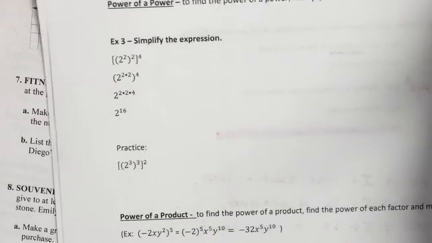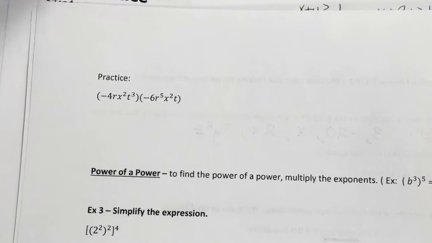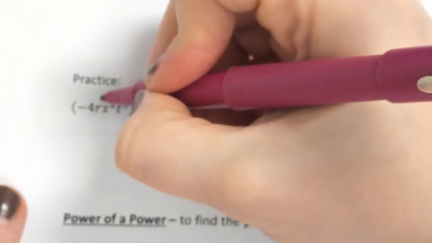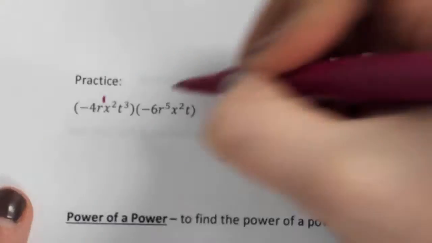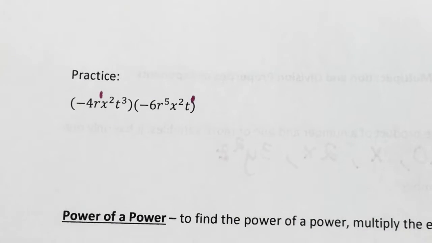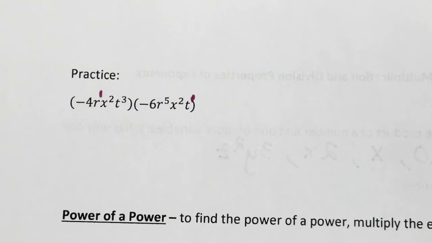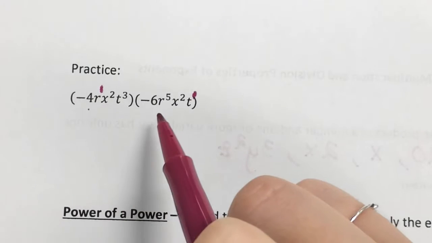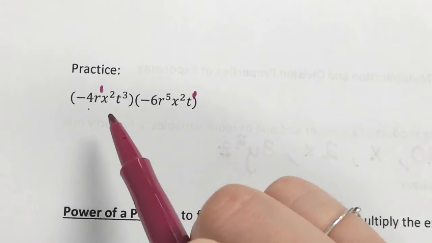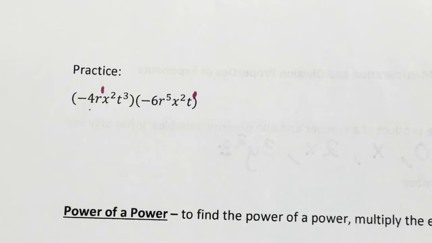Okay, so the next one, here's one that you can practice. Just before you do this, remember that if you do not see an exponent, there's a 1 right there. So this is r to the first and t to the first. And then also remember, we can only add the exponents if they have the same base. So like you add the r's together, you add the x's together, and then you add the t's together. And then the coefficients you multiply. Okay, so everybody try that.